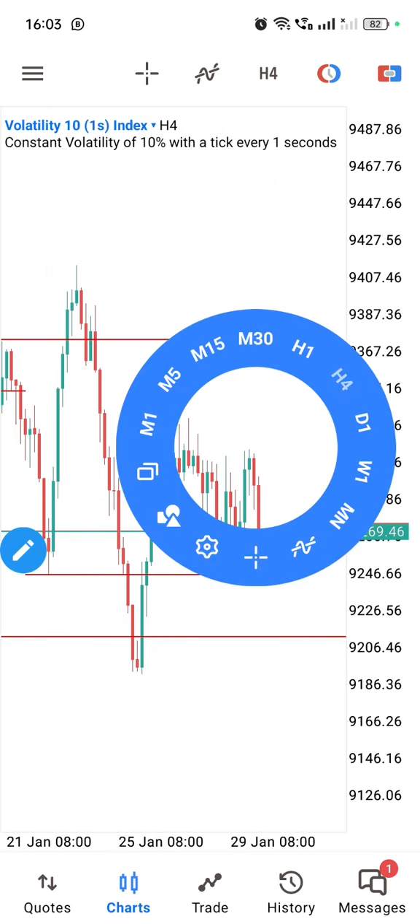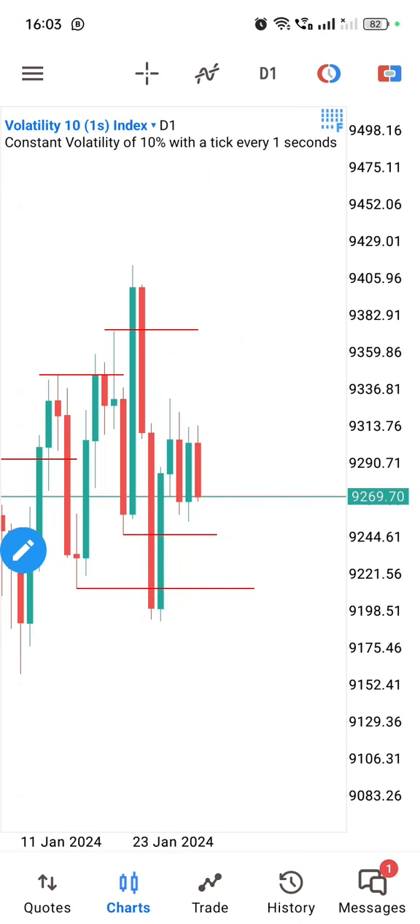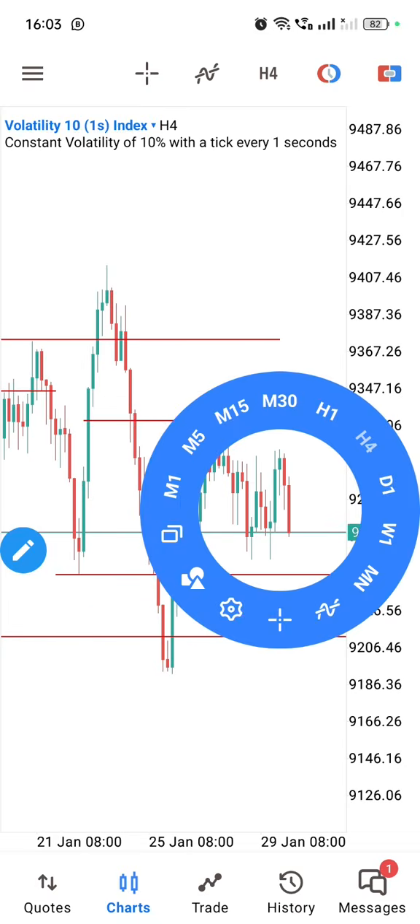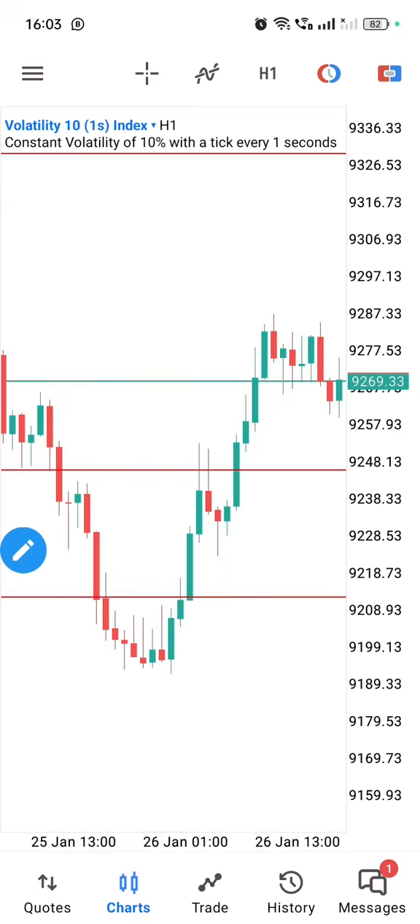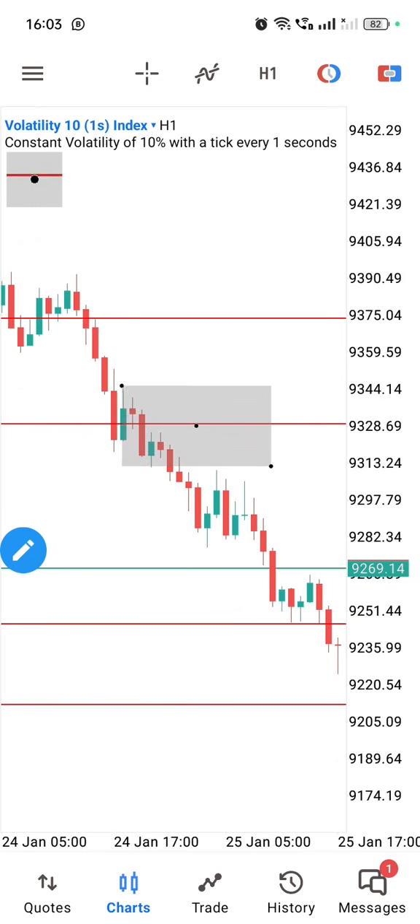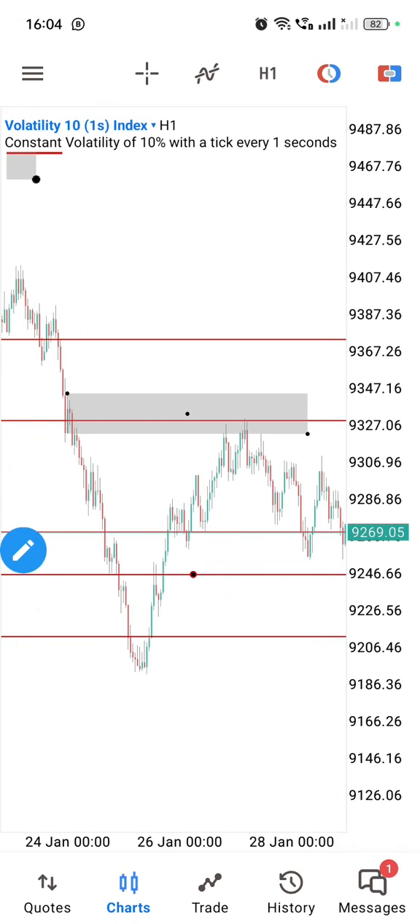Let me go on the daily. You see the mean threshold I was talking about. Let me denote that. It hit that mean threshold, and then let's move on and let me tell you what happened there. There is our 1 hour order block there, exactly in line with the mean threshold.